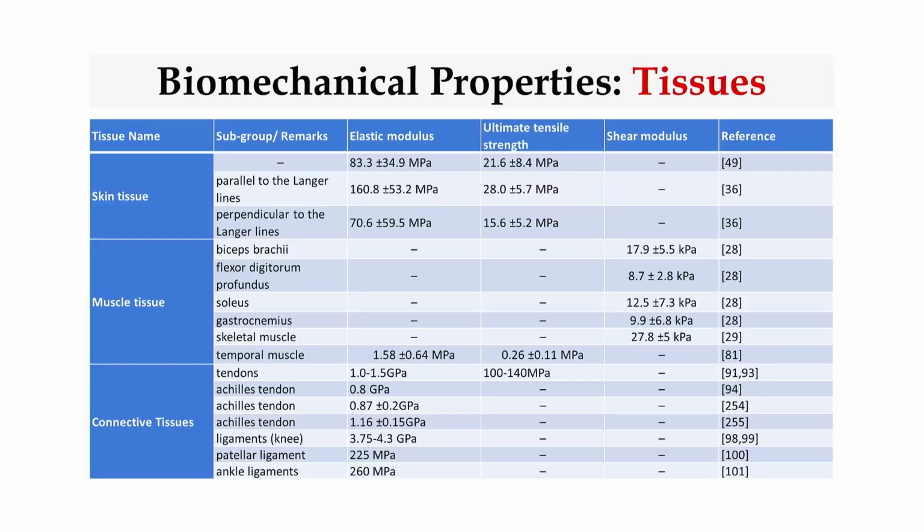You have several different muscles which have been characterized in literature, like the biceps, the flexor muscles, the soleus, the gastrocnemius, skeletal muscles, temporal muscles. Majority of them do not have any property which is described or which has been tested by any researcher around the globe which talks about the elastic modulus or ultimate tensile strength. But a lot of these researchers have worked on the shear modulus.